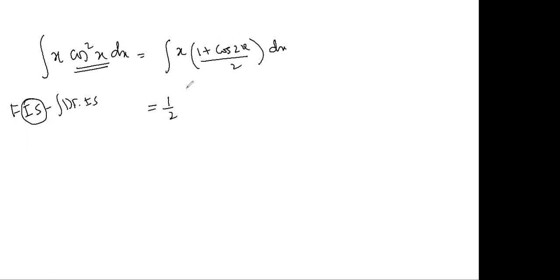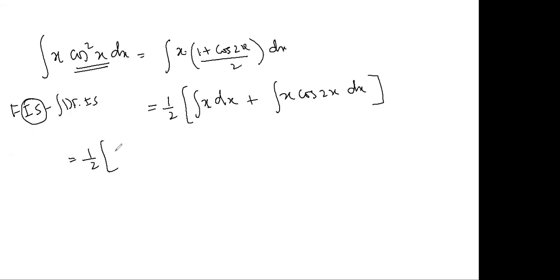So 1 by 2 will be common for the whole question. Integral x dx, that is my first term, and then integral x cos 2x dx. Now here you will apply integration by parts, and here you can directly integrate. So my answer would be 1 by 2 into, I'm integrating this, so x square by 2. Integration, increase the power, 1 becomes 2. Derivative, decrease the power. Plus, now integration by parts.